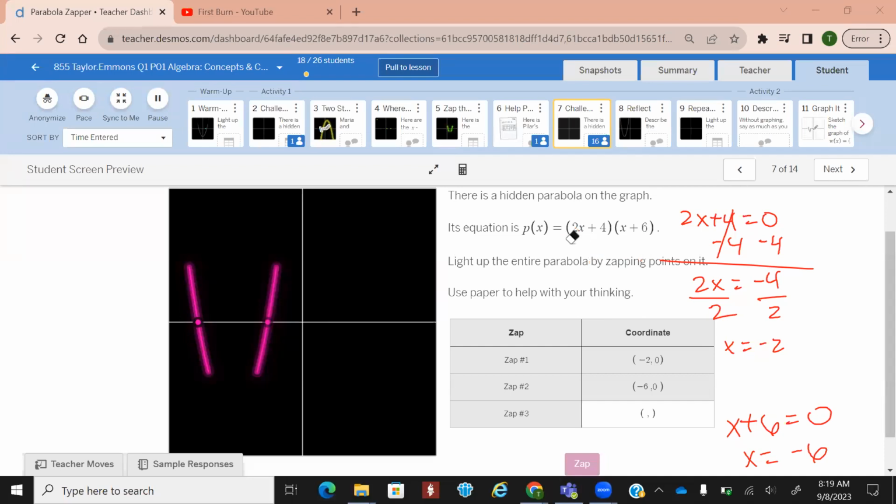All right. The last thing we're going to plug in is 0 in for all of our x's because we're trying to find the vertex. So when we plug in 0, we're going to get 2 times 0 plus 4, and then 0 plus 6. Well, what's 2 times 0? 0 plus 4 is 4. 0 plus 6 is 6, so 4 times 6 is 24. So we're going to have 0, 24. Oh, if I got a quiz right now, I'll get it. Makes sense.